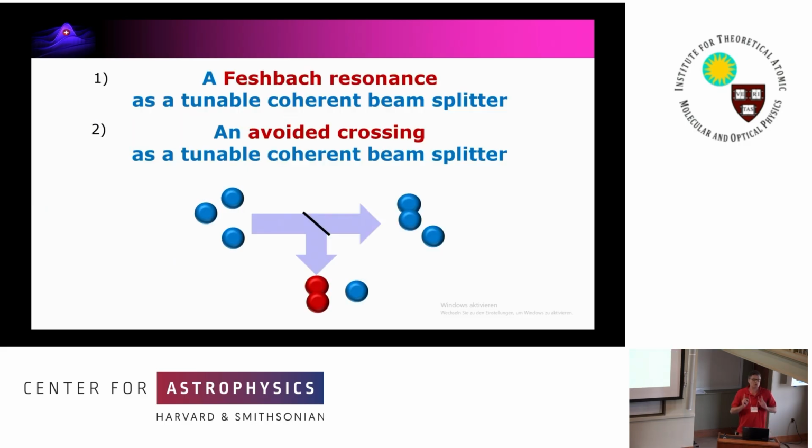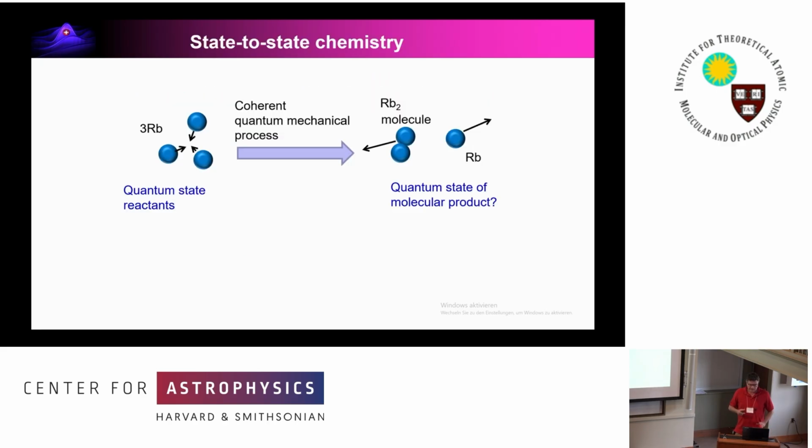There are two beam splitters that I want to introduce to you. The first beam splitter is based on a Feshbach resonance. The second one is based on an avoided crossing of two molecular levels. Of course, I have to explain in the following how they work. But first, a little bit of introduction.